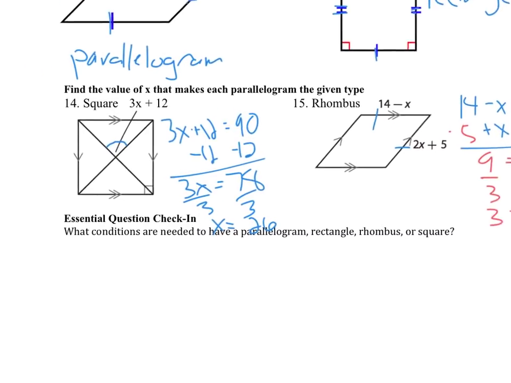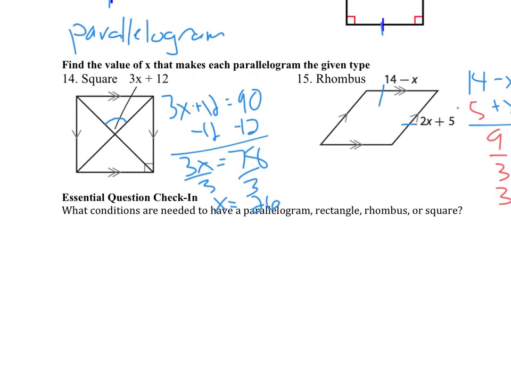Good. And essential question again, what conditions are needed to have a parallelogram, a rectangle, rhombus, or a square? So as you can see, there's quite a few of them, but they all kind of build on each other. So just understand which ones go with what. Squares are going to have the most. And I will do some work with this as well. And even in solving these types of problems, knowing the properties is what makes it most beneficial.